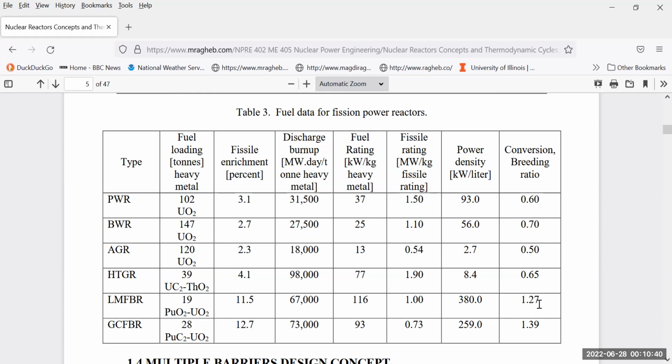Look at this, it's larger than 1. In the gas-cooled fast breeder reactor, it's also larger than 1. What does it mean? It means that we are producing here 27% more fuel than the fuel that we are burning. Here we are producing 39% more fuel than the fuel that we are burning.